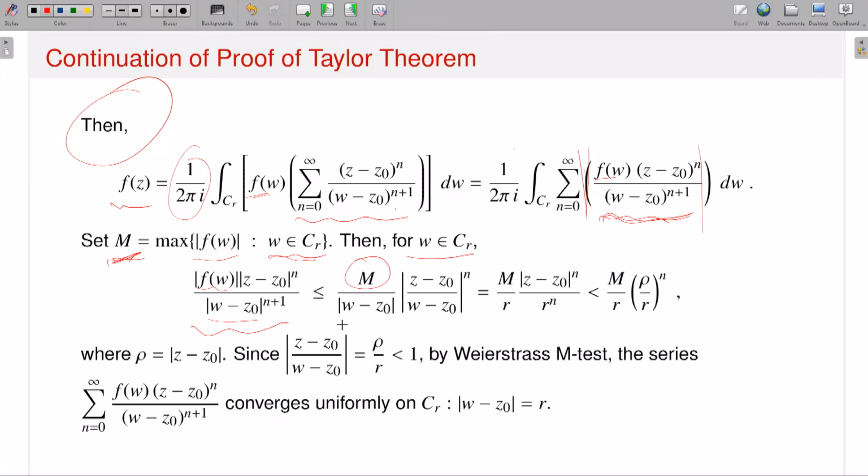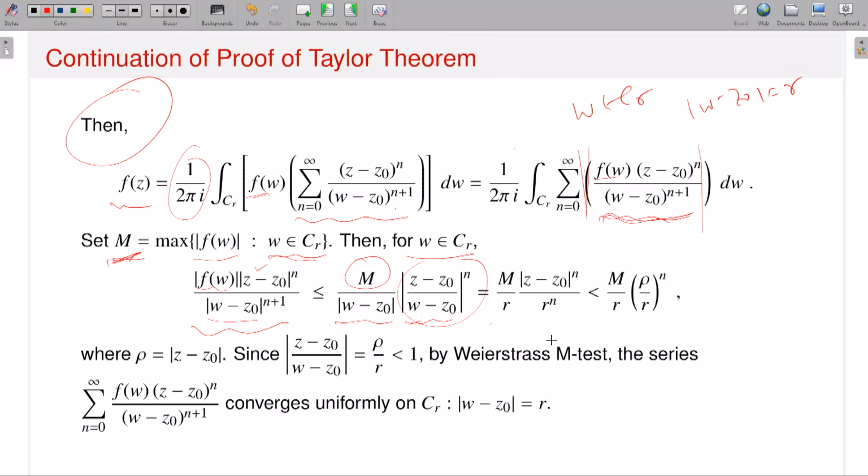For w minus z0 to the power n plus 1, I am dividing into two parts. One factor of w minus z0 I keep aside, and then I combine z minus z0 to the power n and w minus z0 to the power n in this object. So this is dominated by M divided by the absolute value of w minus z0 times this one. That is perfectly alright. Now w runs over C_R, so what is w minus z0? This is actually equal to R. Now what is this object? This object is the absolute value of z minus z0 to the power n divided by R to the power n, because the modulus of w minus z0 is R.